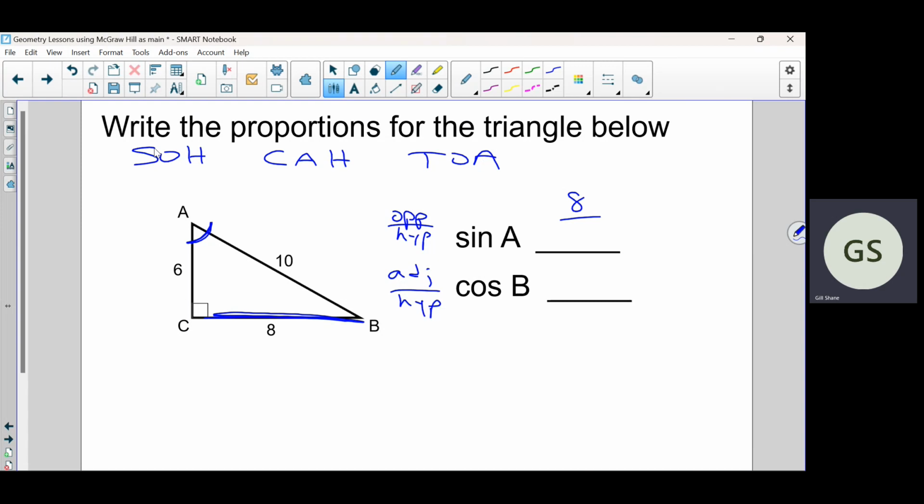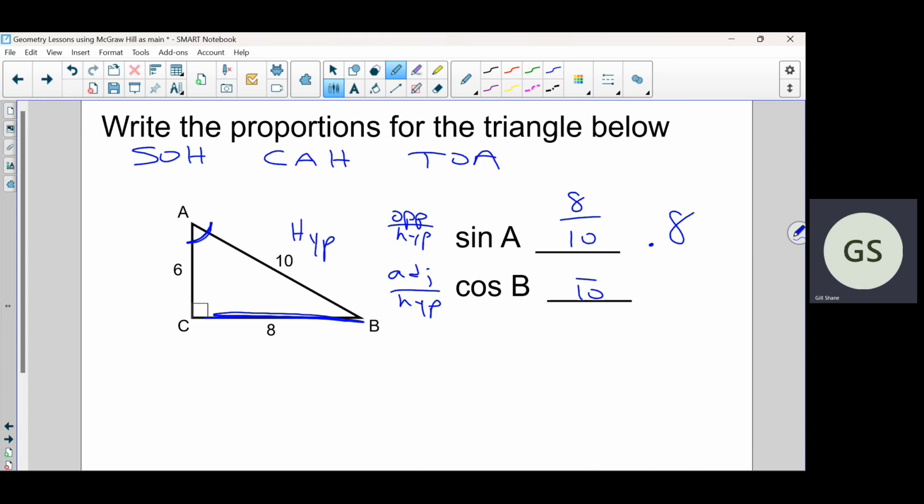Now the hypotenuse we said we could label in the beginning because that doesn't ever change. It's always the side opposite of C. Doesn't matter if we're talking about angle B or angle A, the hypotenuse is always the hypotenuse. So that will be the bottom of both proportions. And if you convert it to a decimal, which you will have to do for the new stuff we do today, top divided by bottom. So 8 divided by 10 is 0.8.